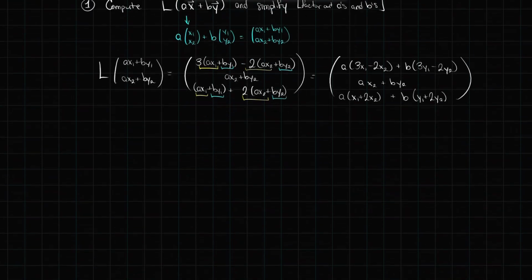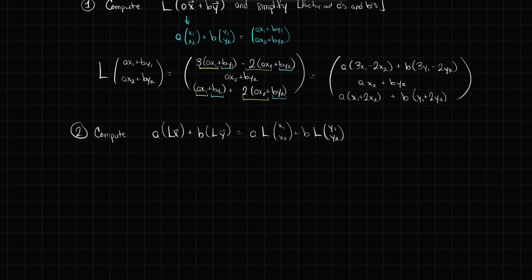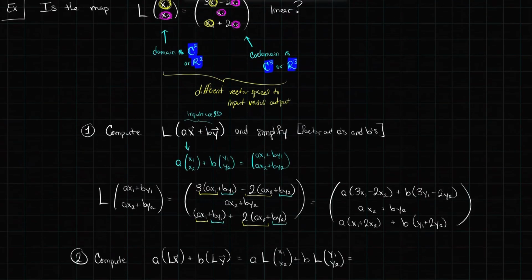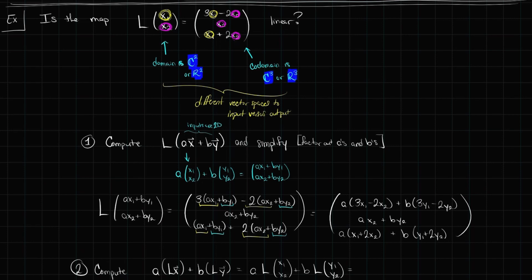That's me computing and simplifying. In step 2, I'm going to compute the associated linear combination, which is aL on the vector x plus bL on the vector y, which here will be aL on the vector x1, x2, plus bL on the vector y1, y2. That's going to look like aL on the vector x1, x2. So the first entry goes into 2 different places, and the second entry goes into 3 different places.